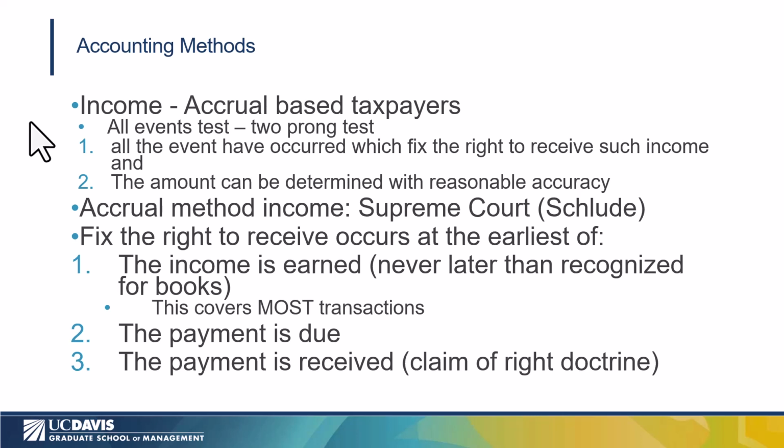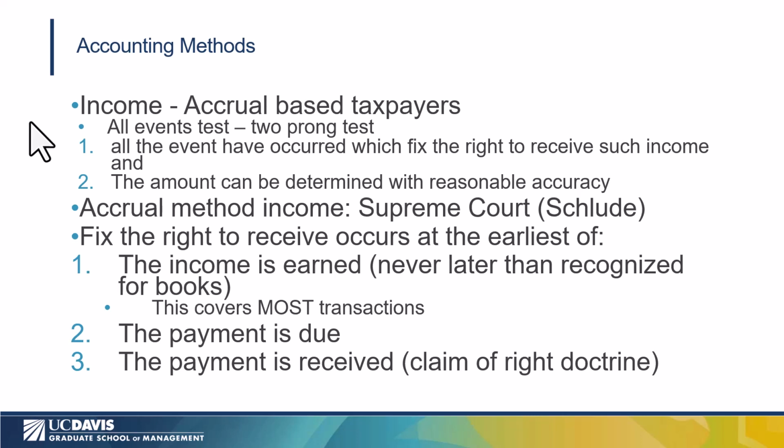But it turns out the U.S. Supreme Court, in a case called Schlude, said, no, that's not what that means. In fact, what it means is you fix the right to receive income at the earliest of the following 3 dates. Number one, the income is earned. Okay, so that's never later than you would recognize it for book purposes. And this does, in fact, cover most transactions, because typically we think about earning the income, and that's when it's income. Yeah, that kind of is consistent with our green visor accounting.